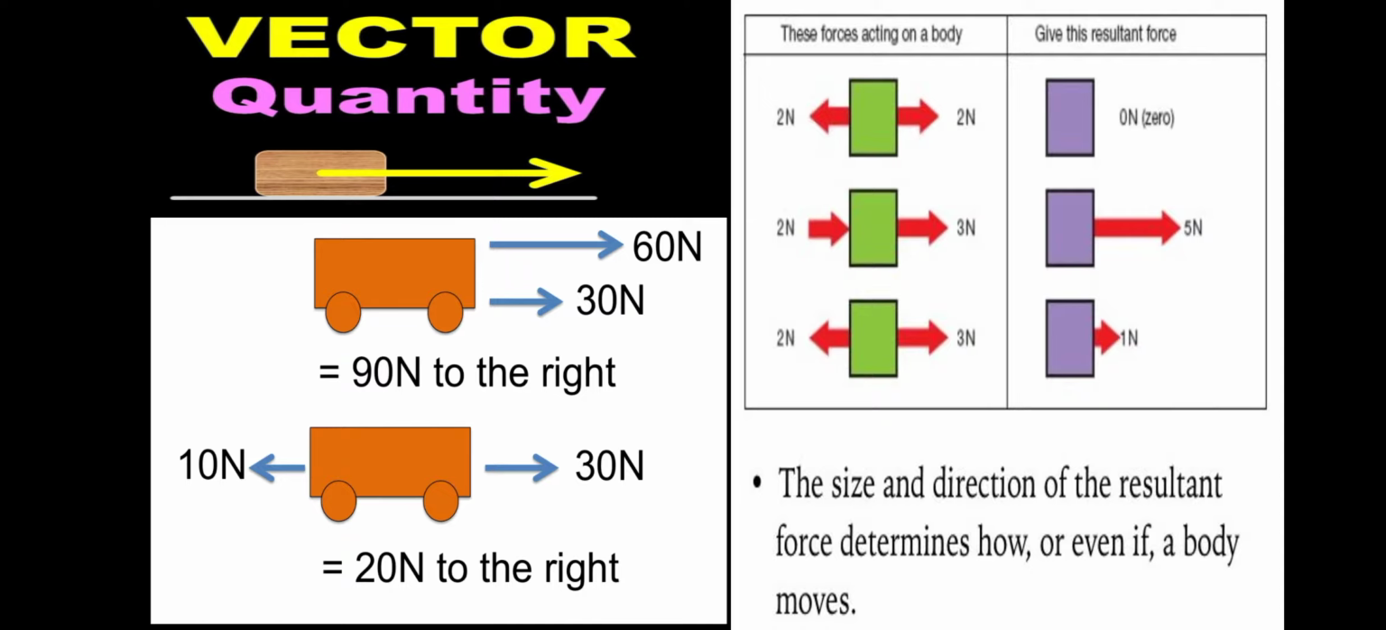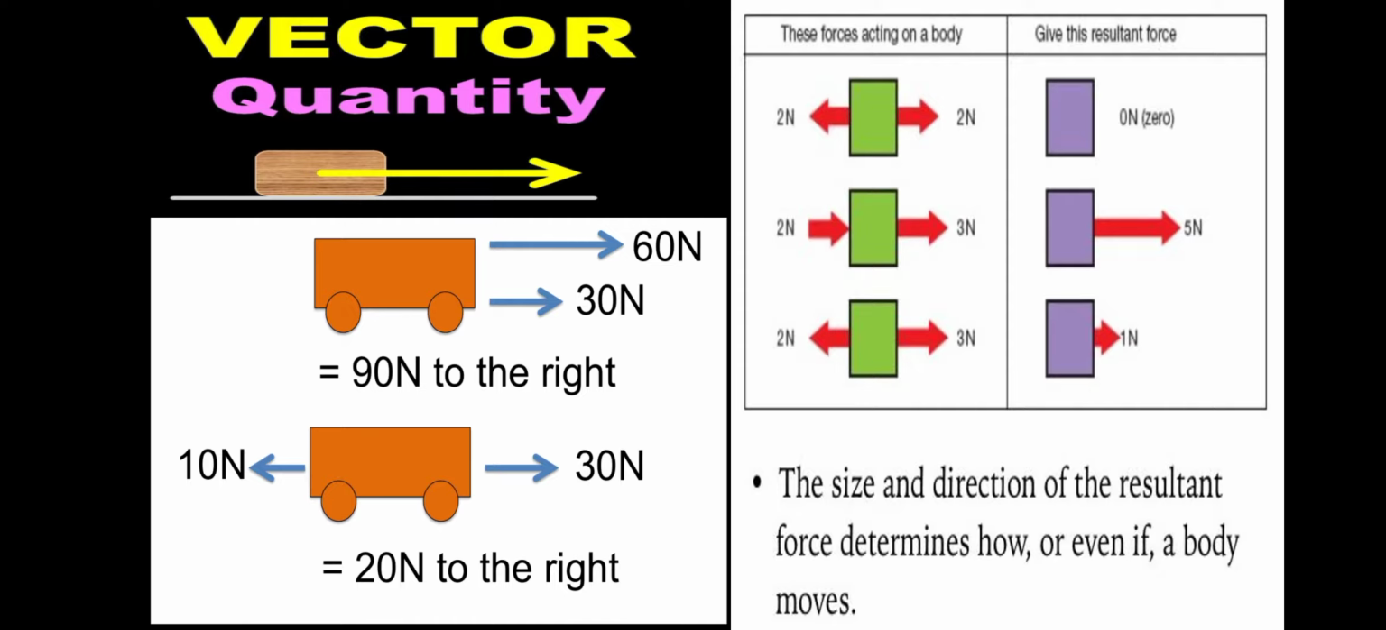In the second example, we can see 2 Newton and 3 Newton force is acting in the same direction, that is the right side. So here the object will experience the net force, that is the resultant force of 5 Newton, and it will move in the right side.